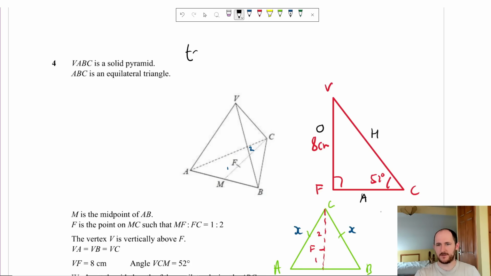So we have tan 52 equals opposite, which is 8, over the adjacent side that we want. Multiplying both sides by A, we get A tan 52 equals 8. So A is equal to 8 divided by tan 52.